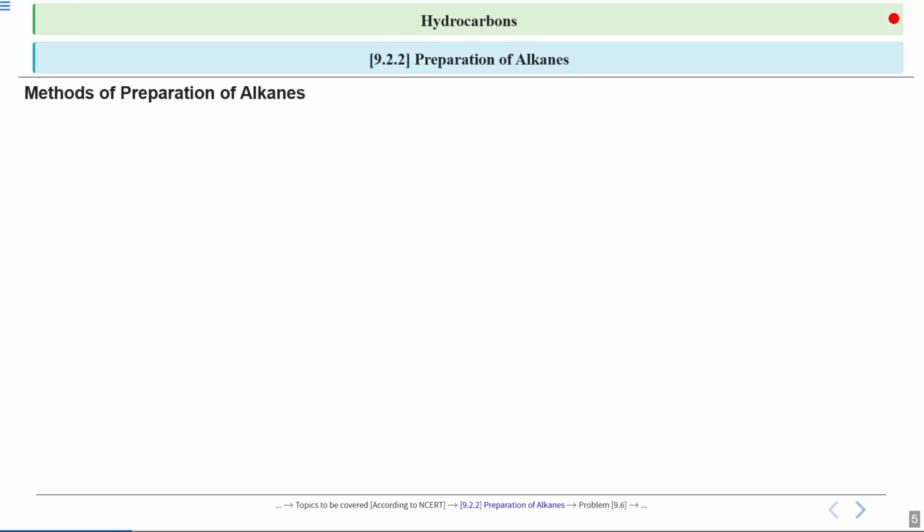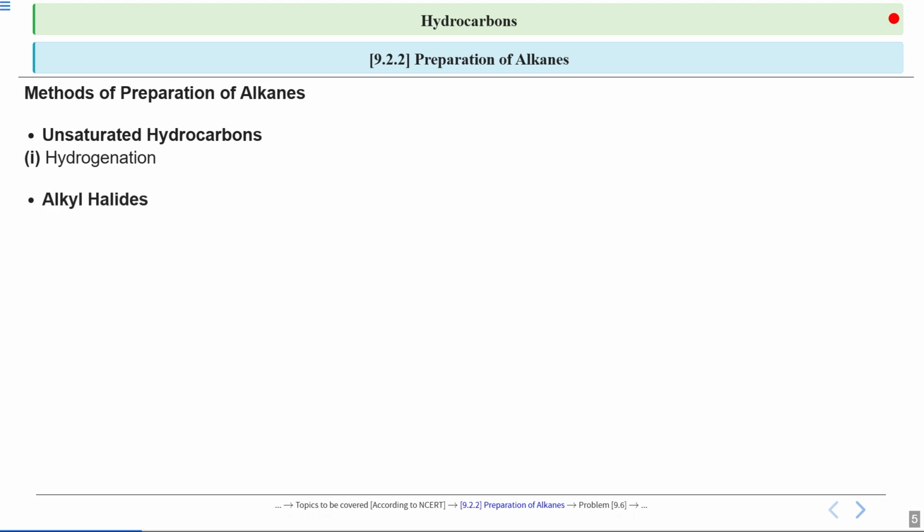So let's now discuss the methods of preparation for alkanes, beginning with the unsaturated hydrocarbons. These are hydrocarbons that contain a double or triple bond. The process of converting these into alkanes involves breaking this multiple bond to form a single bond, which is crucial for creating saturated hydrocarbons. The first method we will discuss is hydrogenation. This process involves adding hydrogen to unsaturated hydrocarbons, effectively saturating them. It is a common industrial method used to convert vegetable oil into margarine, for example.